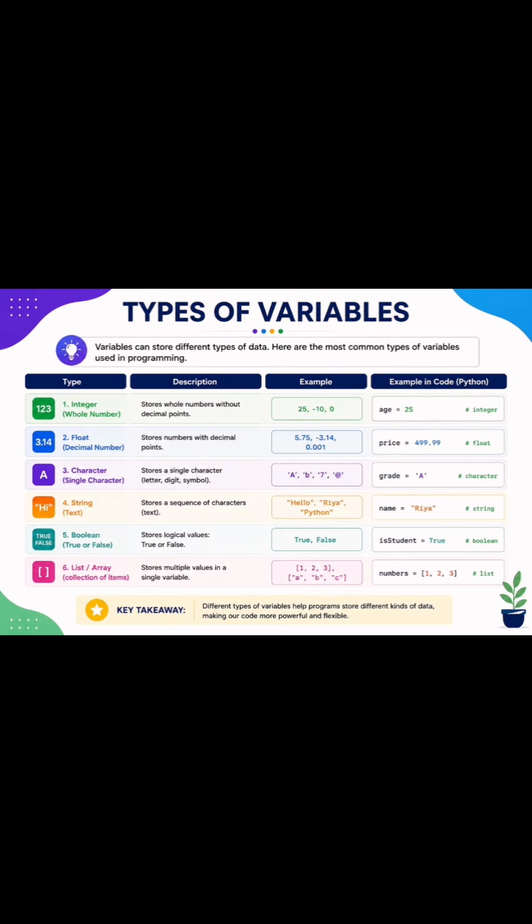Third one is the instance variable, which is used in object-oriented programming. It is declared inside a class using self. Each object has its own separate copy, and it stores data which is specific to an object. Fourth one is the class variable, which is also object-oriented, declared inside the class but outside methods, and shared by all the objects of the class, used for common data.